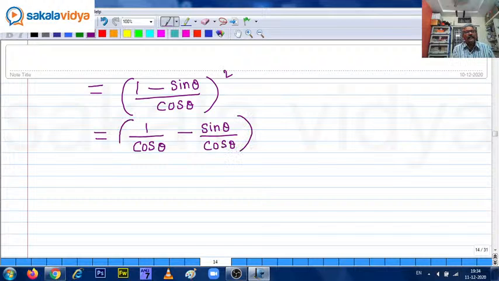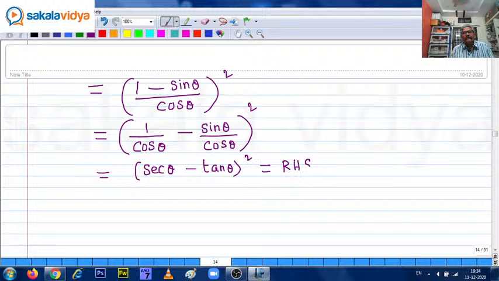So my dear children, once again remember, what is 1 upon cos theta? Yes, sec theta. What is sin theta by cos theta? Tan theta. So whole square. This is RHS. Hence, it is proved.